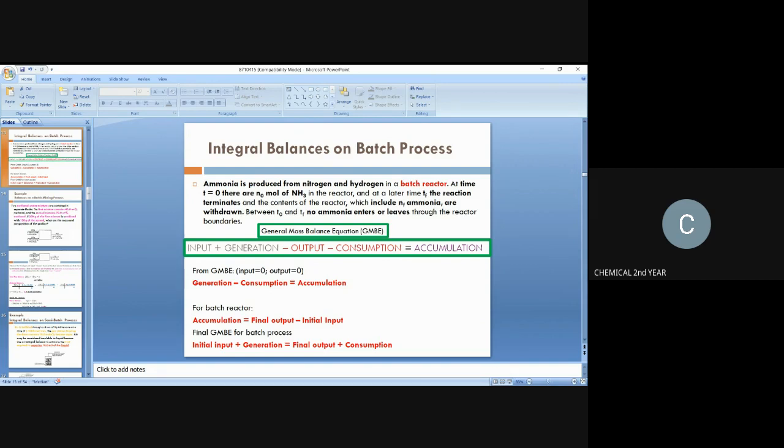We know the general mass balance equation is input plus generation minus output minus consumption is equal to accumulation. For the general mass balance equation, input is equal to 0 and output equal to 0. Generation minus consumption is equal to accumulation. For a batch reaction, accumulation is equal to final minus initial. And for the general material balance for batch processes, initial input plus generation is equal to final output plus consumption.